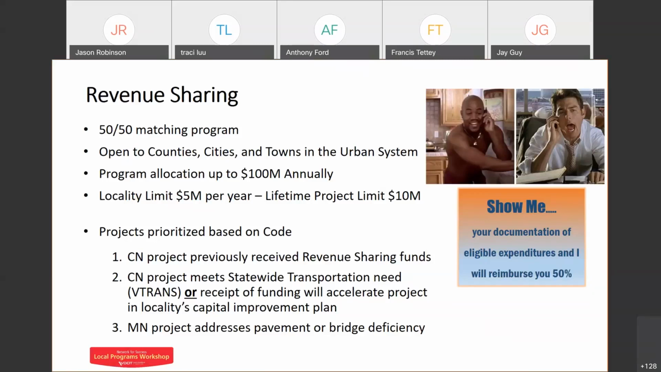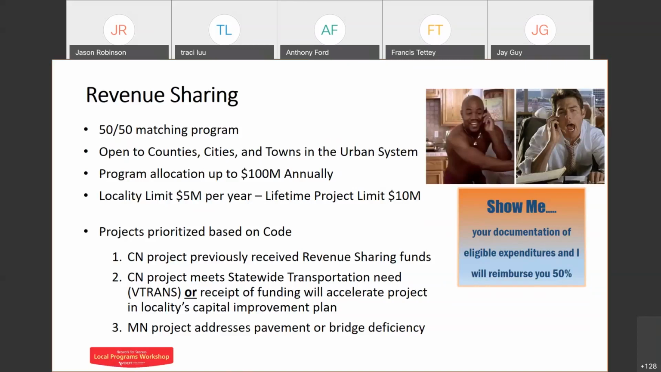But so again, the revenue sharing program is open to counties, cities, and towns that are in the urban system. The program allocation has been up to $100 million annually. I foresee that staying at that level. I know there's been tons of questions, at least in our district, about what are the impacts to revenue sharing. Obviously, if you folks applied last year for revenue sharing projects, you know that they were not adopted as part of this year's 6-year improvement program in June as expected.